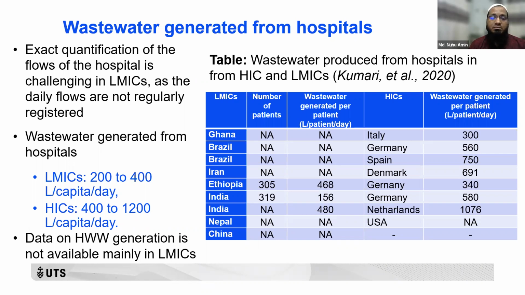Studies found that hospitals in high income countries consume more water and produce more wastewater compared to low and middle income countries. On the right side of the graph, you can see the data is available for most of the high income countries, but on the left side, you can see only a few hospitals in low and middle income countries have this information. So when we want to develop any wastewater treatment plant, it is important to have a clear understanding of how much wastewater is generated from which service of the hospital.